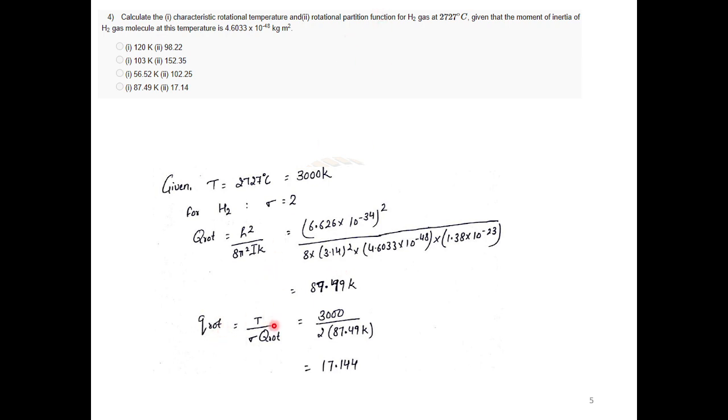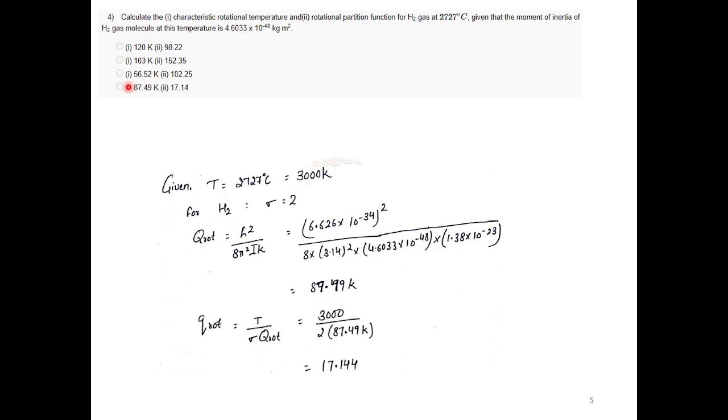So you know that the rotational partition function, small q rotation, is equal to T by sigma into the characteristic rotational temperature, capital Q rotation. So 3000 is the temperature. They have given degrees Celsius, so if you add 273, it is converted to Kelvin. As a result, this 3000 is divided by 2, the sigma value, into 87.49 Kelvin. So this Kelvin will be cancelled out, and overall you are getting 17.144. So this is the value for this.